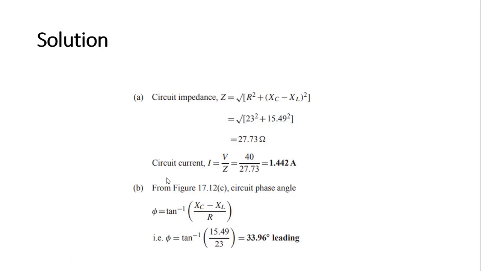So question B is saying that we should calculate the phase angle. For this case our phase angle phi is equal to arctan of (XC minus XL) over R. If you do it, our XC minus XL is 15.49, our R is 23. So it's 33.96 degrees, leading. Why is it leading? Because the value of the capacitive reactance is more than that of the inductive reactance. So we are going to have leading.